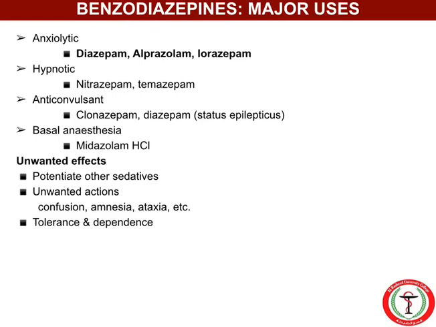Here are some examples of benzodiazepine agents with the most related medical condition. For example, diazepam or Valium brand, alprazolam or Xanax, and lorazepam are used to treat anxiety, while nitrazepam and temazepam are used as hypnotics or sedative agents, and clonazepam and also diazepam can be used as anti-epileptics, and midazolam is used as a basal anesthetic agent.